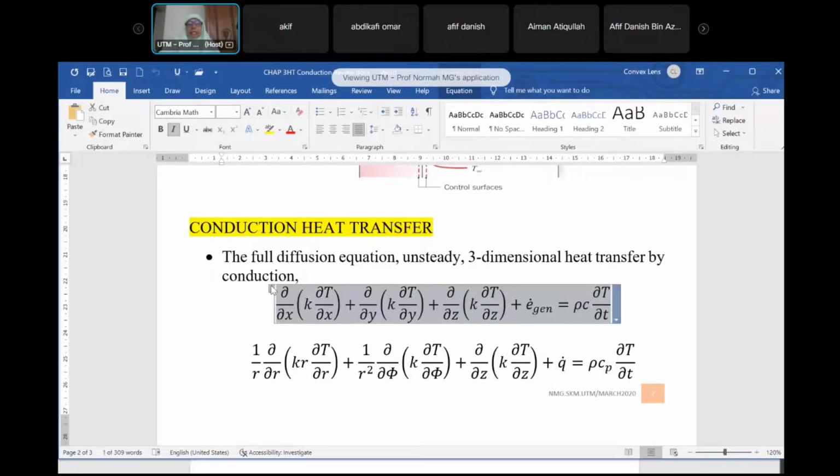This is the basic equation. Isotropic material, we just keep the subscripts X, Y, and Z.